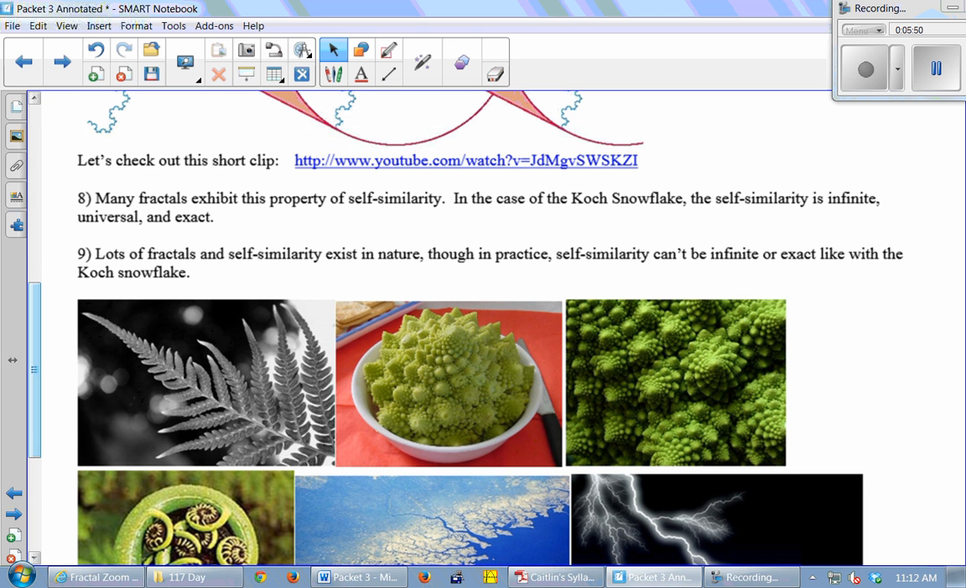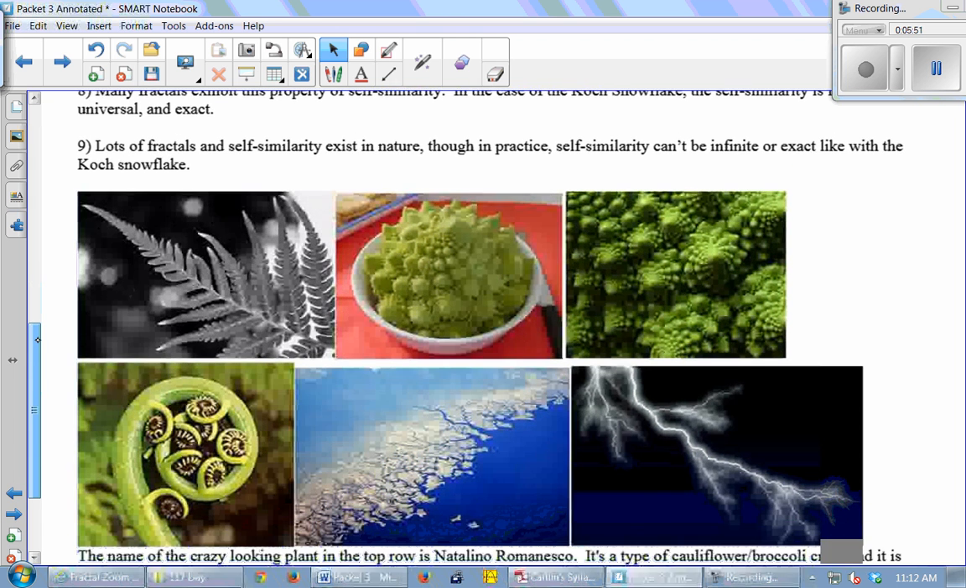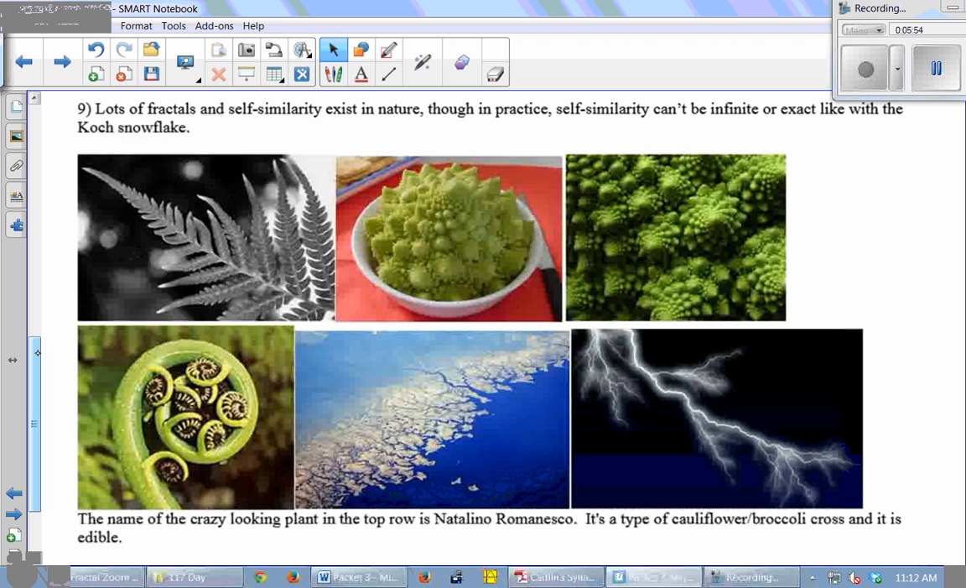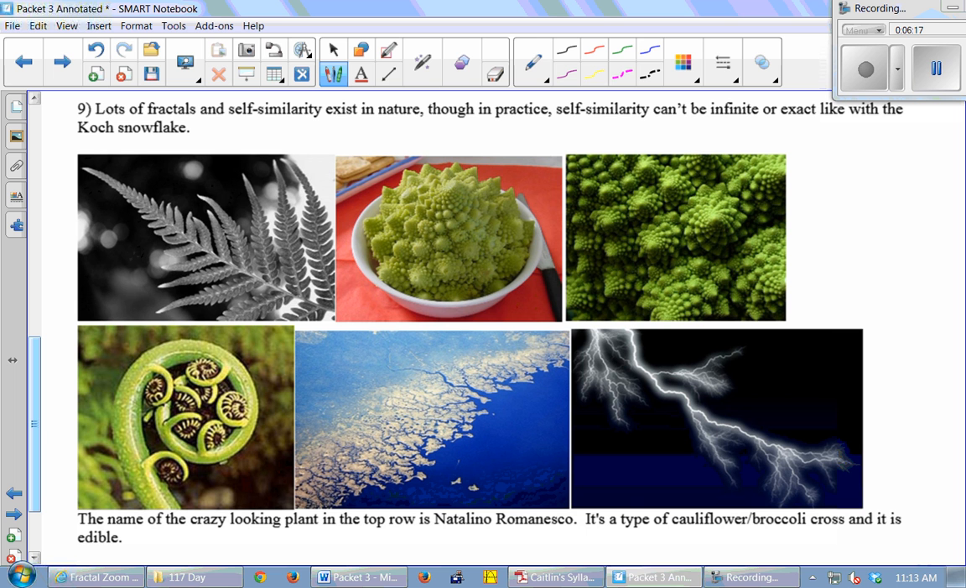Lots of fractals and self-similarity exist in nature, but in practice, self-similarity can't be infinite because anything in the world is finite. And it can't be exact because there are always slight variations when you look at anything in real life. So these are examples of fractal-like things that we find in nature where you can zoom in and we have self-similarity.